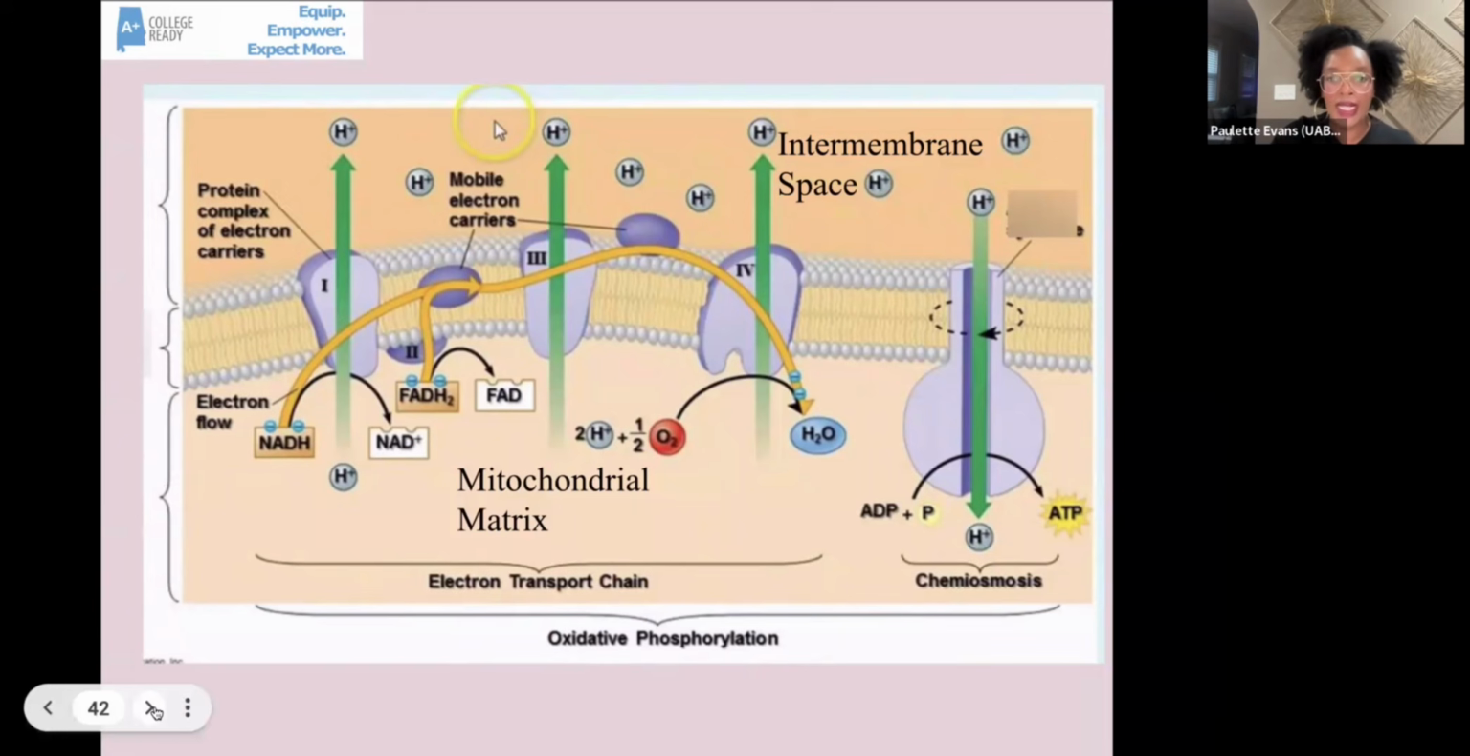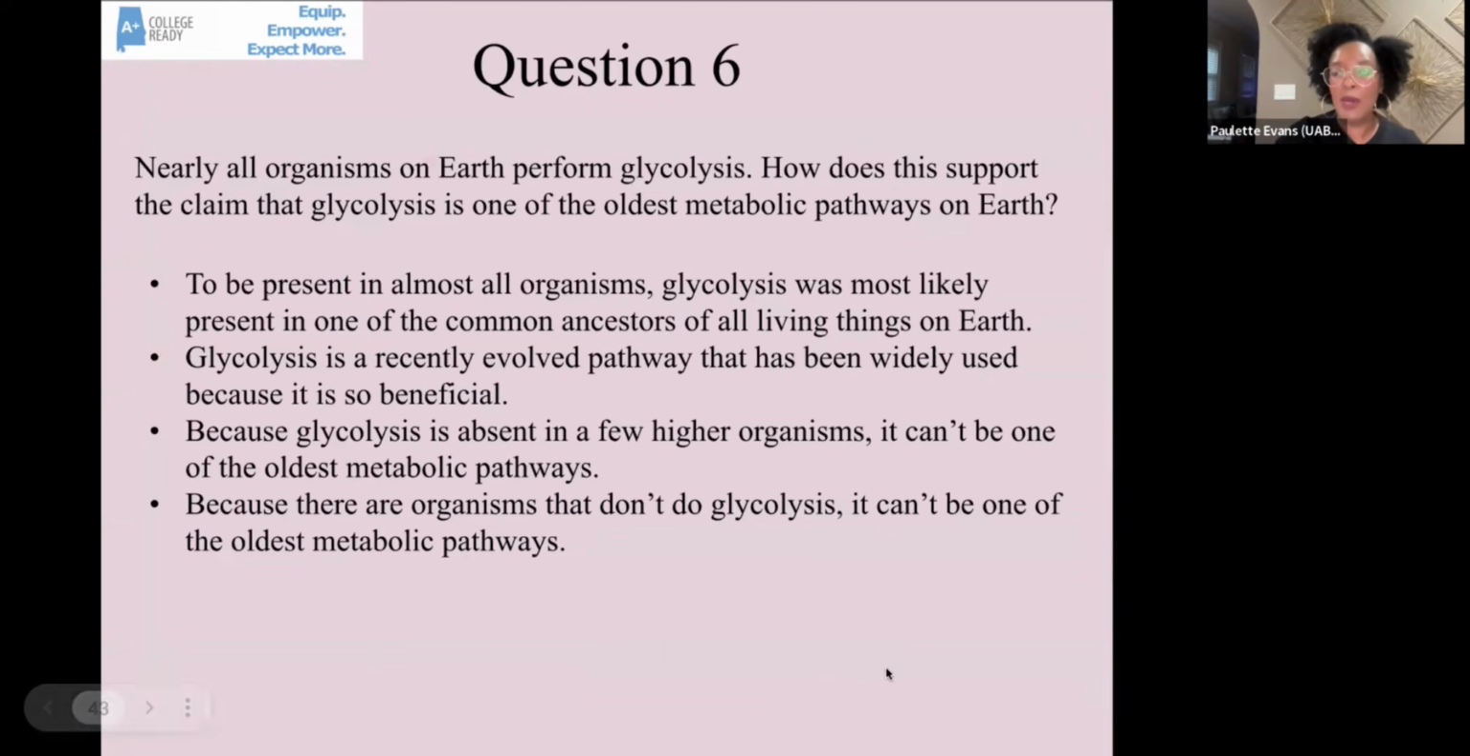Okay, you've extracted the electrons from the food, from the sugar, and you've used those electrons to create a proton gradient, high and then low. And it's that proton gradient that you absolutely need to barrel back through ATP synthase, this protein here, to phosphorylate ADP to ATP. And remember, what I mean by phosphorylate is add a phosphate group to ADP, adenosine diphosphate, to adenosine triphosphate. All right, let's look at multiple choice question 6.